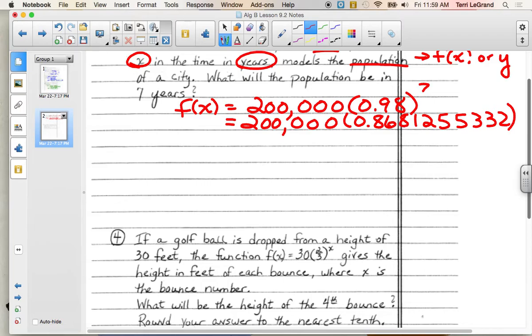Okay. So now we do the multiplication. So you don't want to wipe that off your calculator, right? Now you want to take it times 200,000, and what do we get? 173,000.